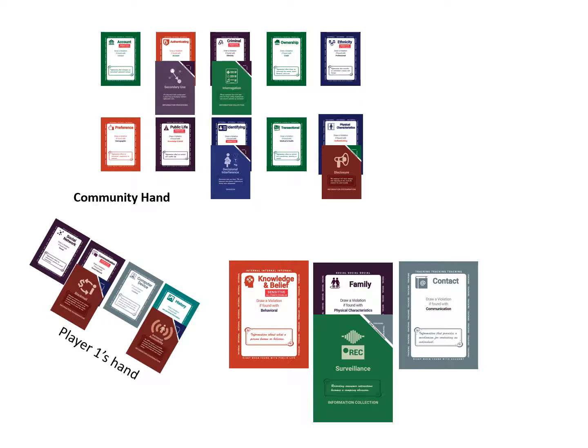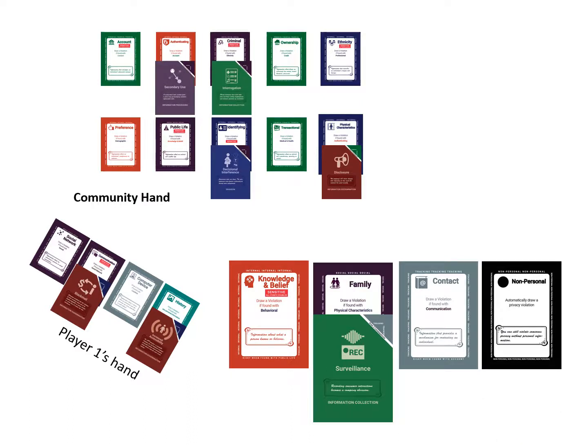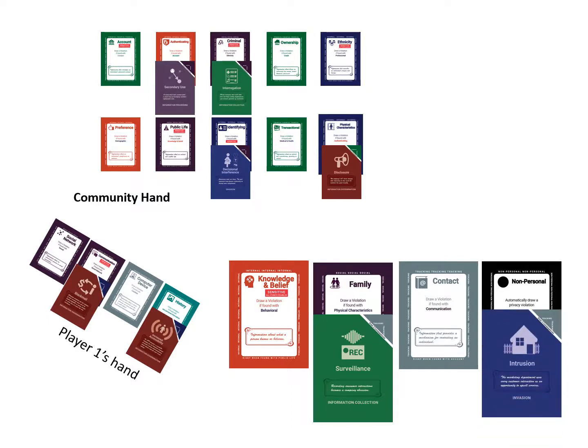The fourth and final card is non-personal information. So we automatically draw a privacy violation here. Not all privacy violations stem from personal information. Here we draw the intrusion card. You can think about this as somebody calling you in the middle of your dinner, trying to sell you something. They don't need to use personal information to intrude into your personal family space by calling you while you're trying to have dinner. They could randomly be calling phone numbers.